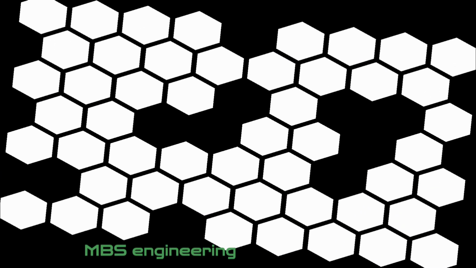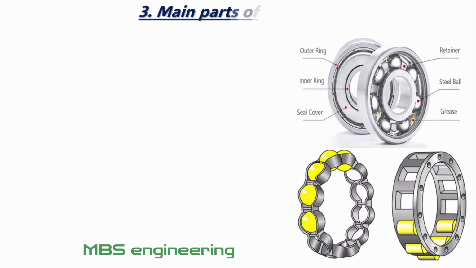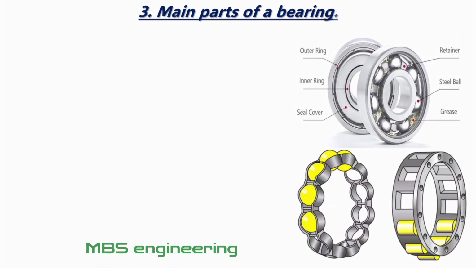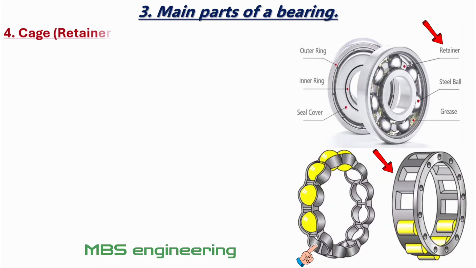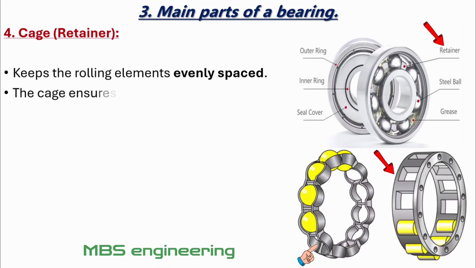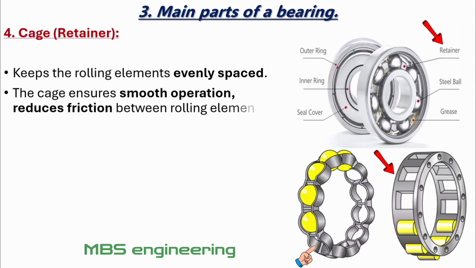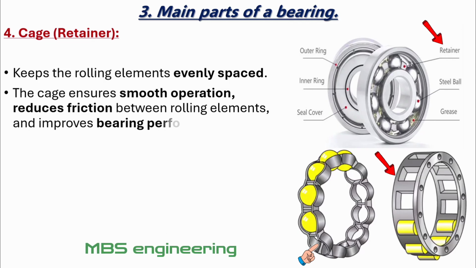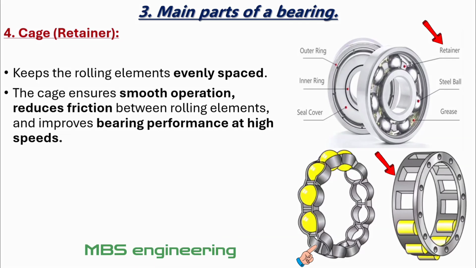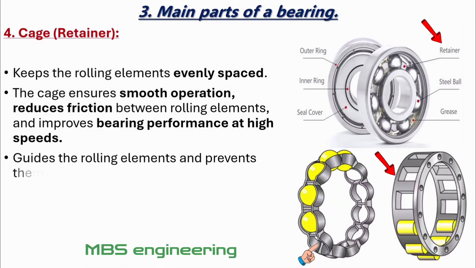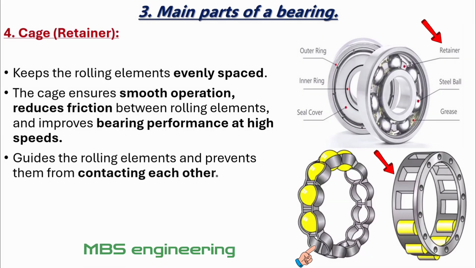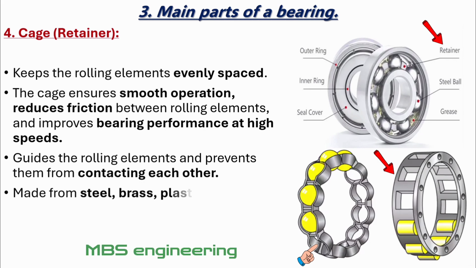Next, we will learn and understand the main parts of a bearing. The fourth component is the cage, also called the retainer. It keeps the rolling elements evenly spaced. The cage ensures smooth operation, reduces friction between rolling elements, and improves bearing performance at high speeds. It guides the rolling elements and prevents them from contacting each other. It's made from steel, brass, or plastic.